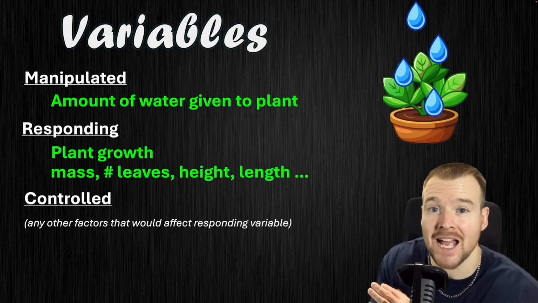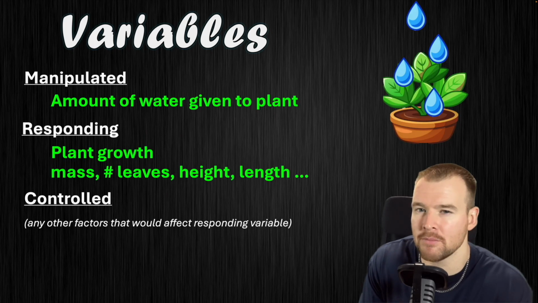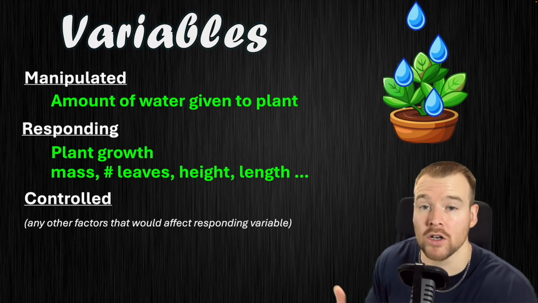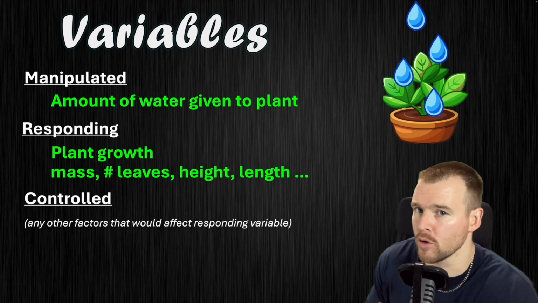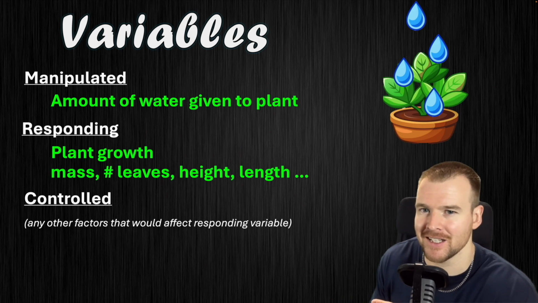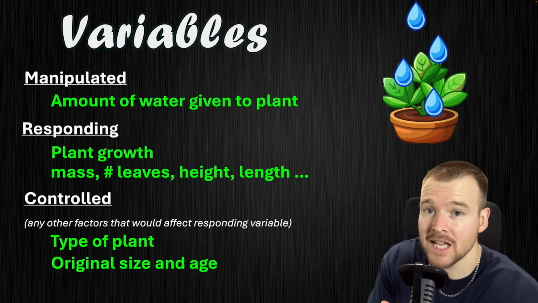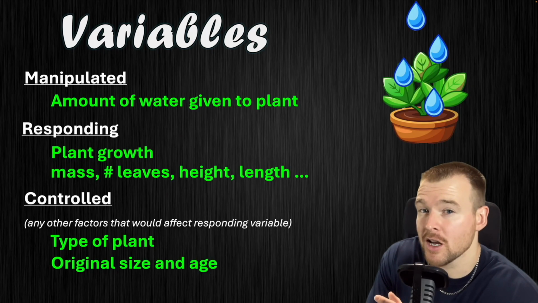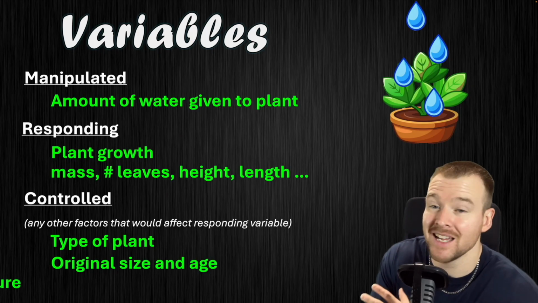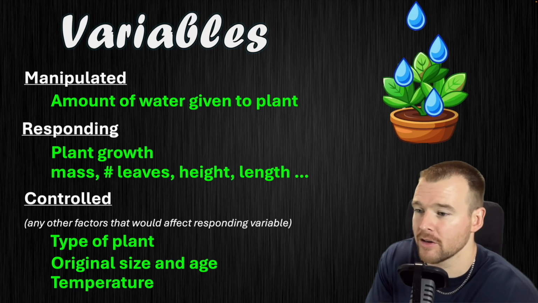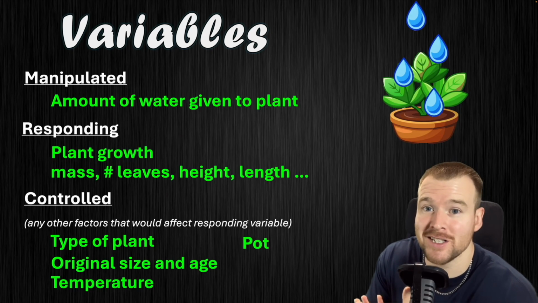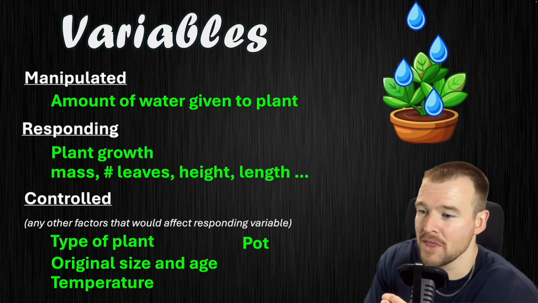Next, we have to think of, is there anything else that would affect the plant growth that wasn't the water? Because maybe one grows really well and one doesn't grow really well. Are we sure it was the water? Was there anything else that could have affected it? Okay, so other things that could affect growth: type of plant, some grow faster than others. Original size of plant, okay, maybe if it was small, it's not growing as fast anyway. The temperature, that's going to have an effect on plant growth. The pot, maybe it's already reached its maximum size that it can grow in the pot.